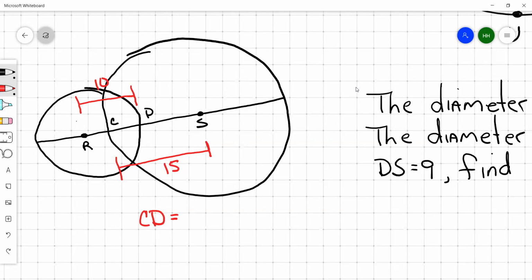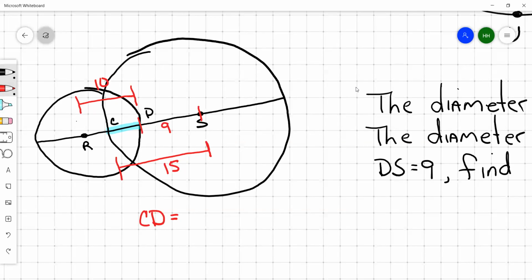Missed something up there. D to S is 9. This piece, D to S, that's 9. So CD, this piece right here, see it? It's just a portion of the radius, isn't it? All right, this circle R information is kind of trying to get you off topic.